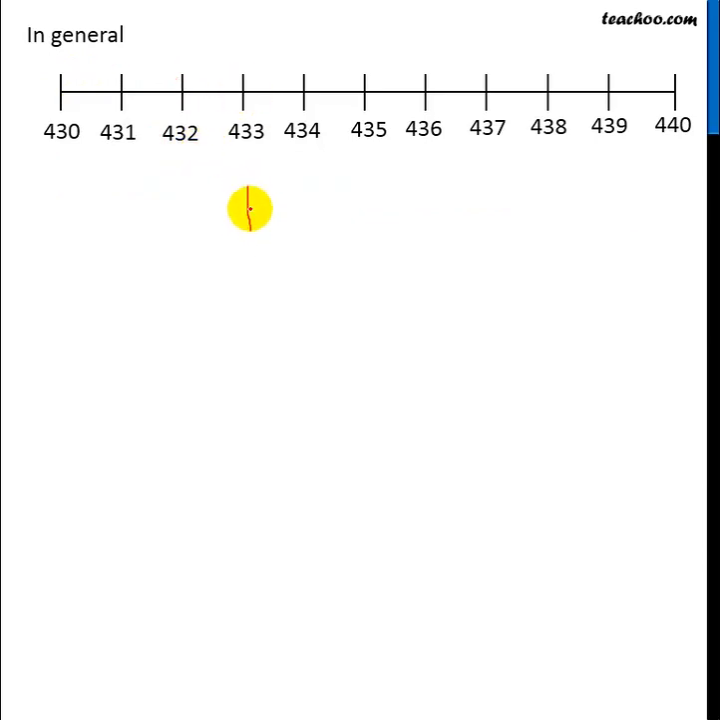Now with 433 it is the same case. This distance is greater, this is smaller. So 433 will also round off to 430. Now 434, here we have 4 digits towards the left and 6 digits towards the right. So 434 will also round off to 430.